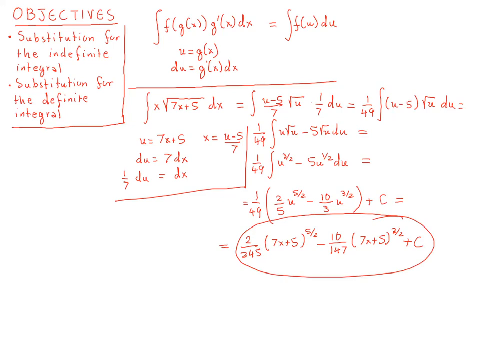You might want to stop the video and try to do the whole thing yourselves to make sure that you get comfortable with this type of computations. Now, let's turn to something different. Imagine that we have something like this: cosecant square of ln of x over x. How do we do this integral?